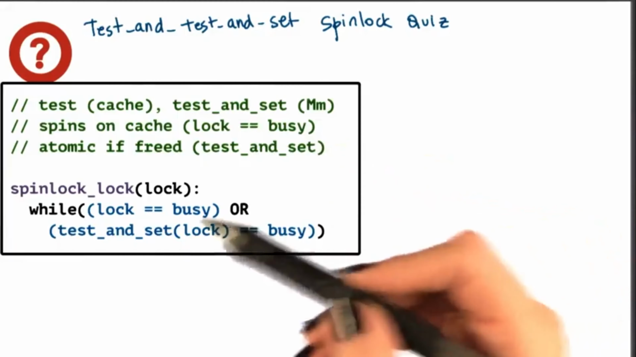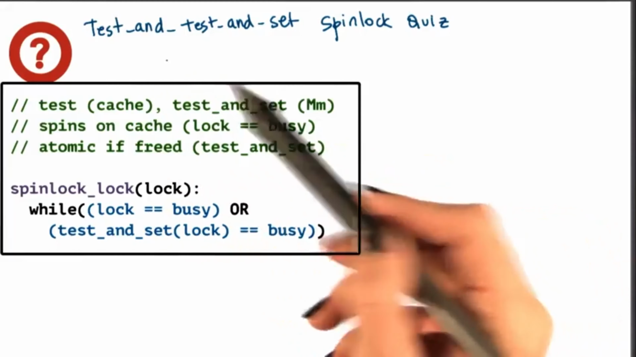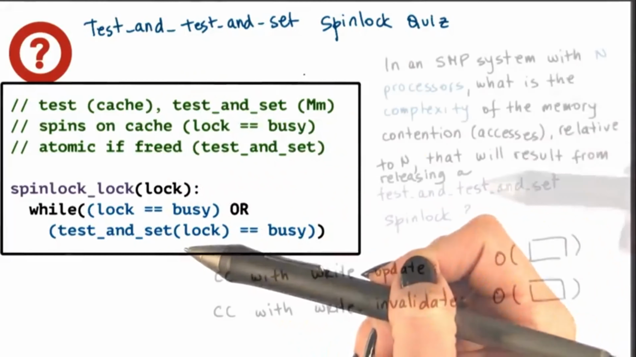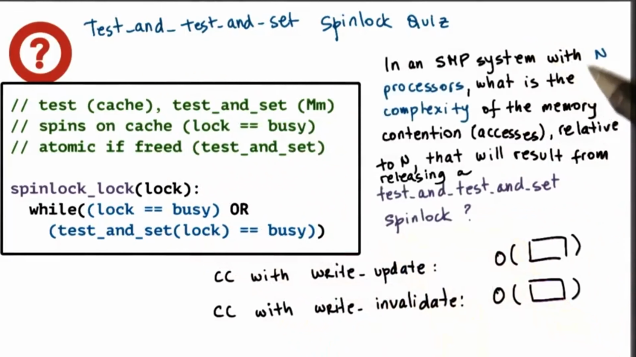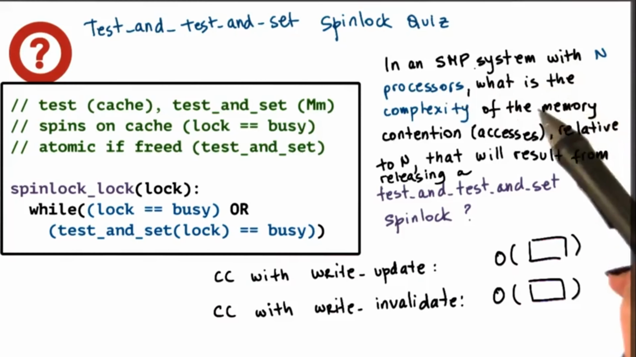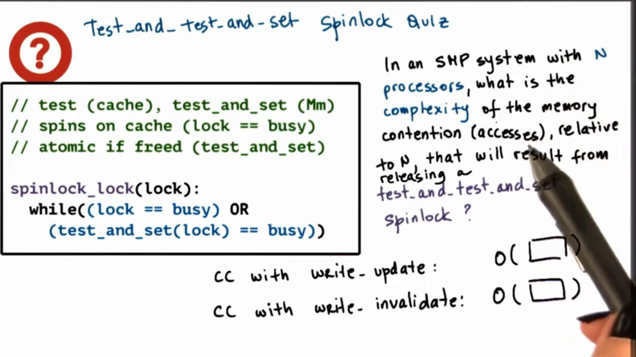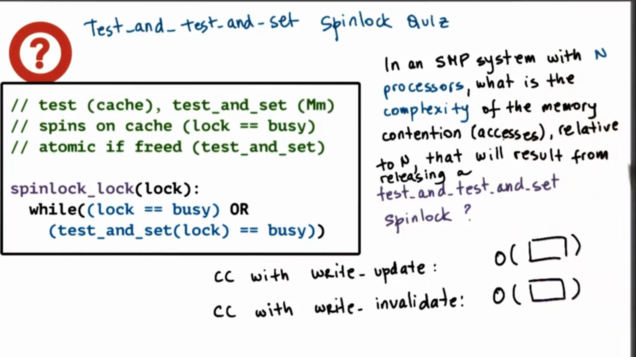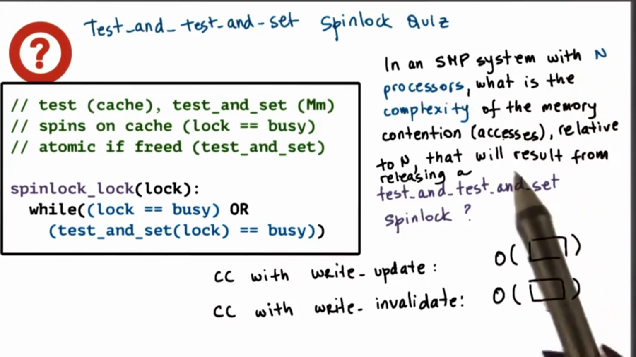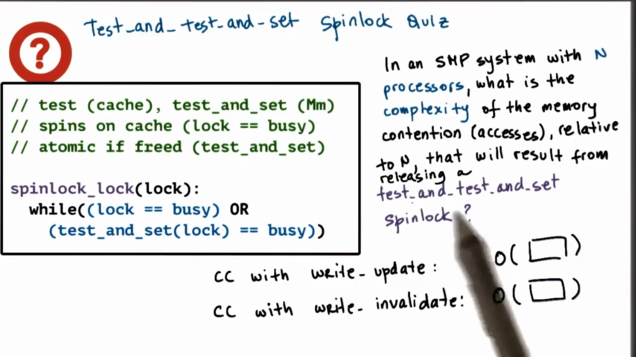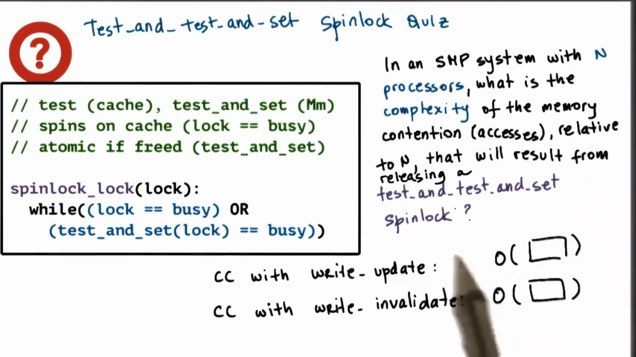Let's look some more into the implications of the test-and-set spinlock implementation. Here is the question. In an SMP system with n processors, what is the complexity of the memory contentions relative to the number of processors that will result from the test-and-set spinlock when the lock is freed? I would like for you to write the O of n complexity for a system that has cache coherence with write-update and also cache coherence with write-invalidate.